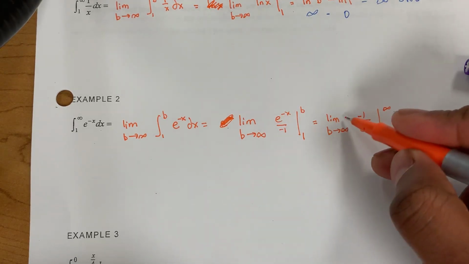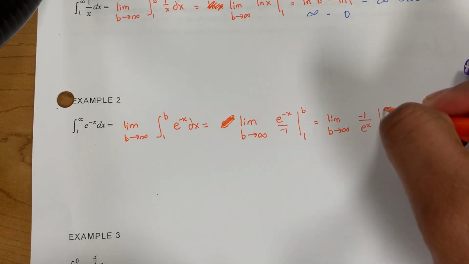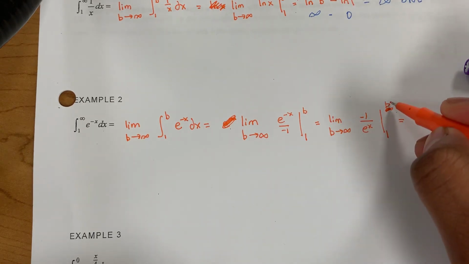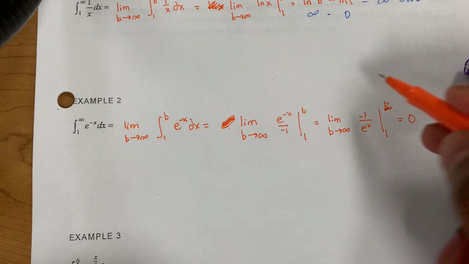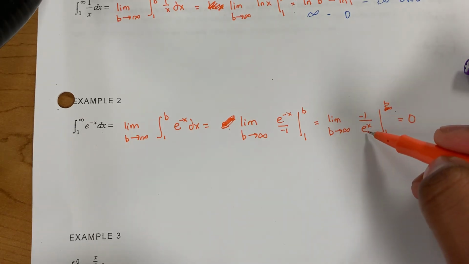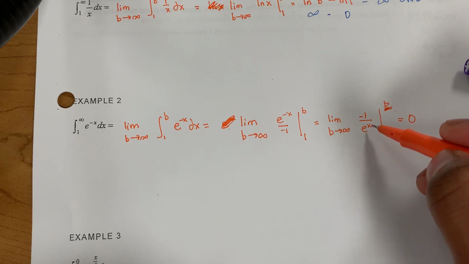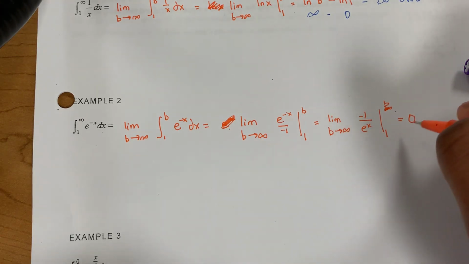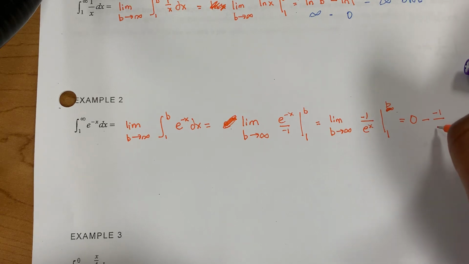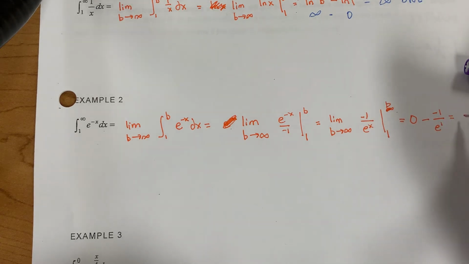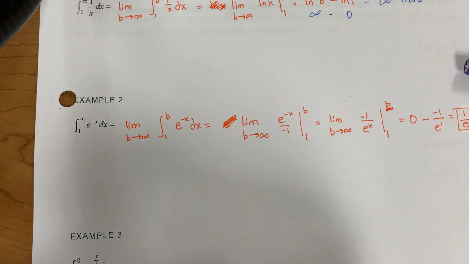So the first part of this integral, when we substitute in b, is going to converge to 0. This first limit is going to be 0 because it's -1 divided by an eventually large number. And so that converges to 0. And then when we substitute in 1, we get minus -1 over e to the first power, which is just going to be 1 over e.